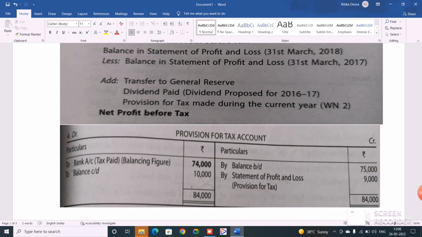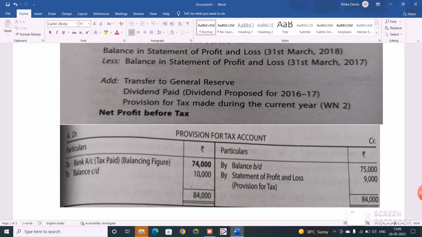Okay. So in balance brought down, you will write the opening balance, that is the balance you will be given for the previous year, and in balance carried down you will write the balance for this year, the current year, that is the closing balance. And then you will be given either of two pieces of information in the adjustments. You will either be given this adjustment, that tax paid during the year was so much.